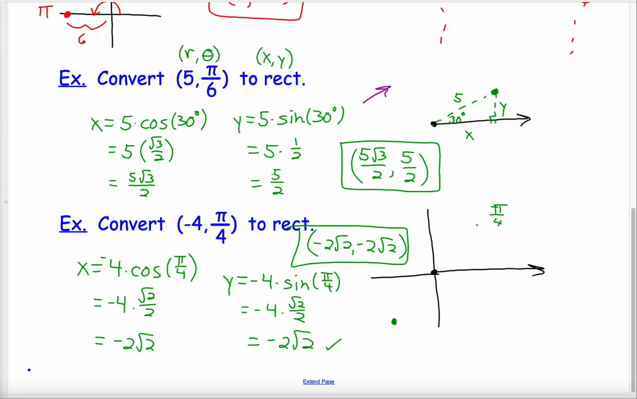Okay, so hopefully now you understand how to convert back and forth between our two systems, our rectangular system and our polar system. And so given coordinates in one, you should be able to come up with the coordinates in the other.